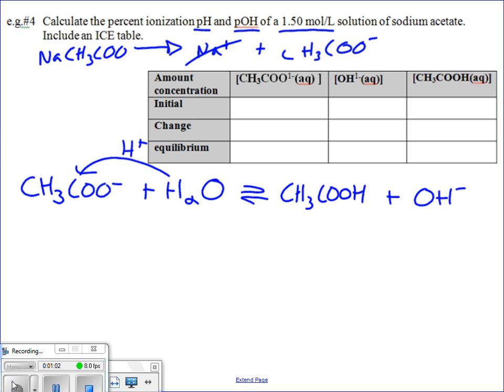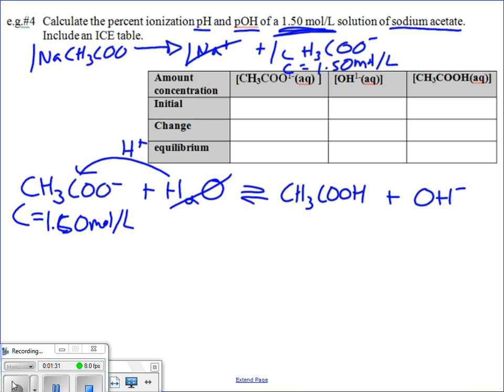If we set up our ice table, we don't put the liquid water in there, we can start filling in the information we're given. So this is the concentration, 1.5 mole per liter of sodium acetate. If I look at my dissociation equation, it's balanced at a 1:1:1 ratio. So that's also the concentration of the acetate ions. So the concentration here, 1.50 mole per liter, is the initial concentration of my weak base.